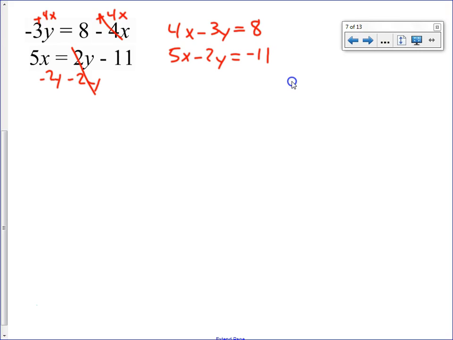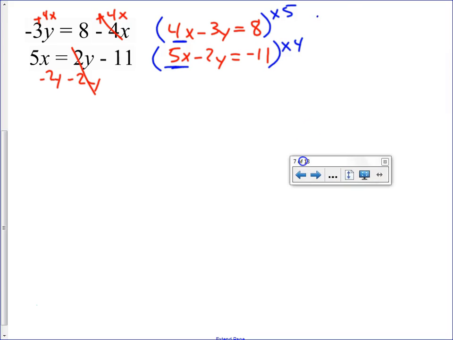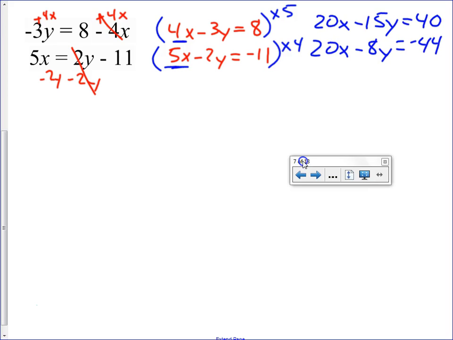So I've got to think to myself, how can I make those the same? Well, I know they both go into 20. So let's make them 20. You get to do whatever you want here in math class today. So I'm going to make them 20. So I'm going to multiply everything by 5. So I get 20x minus 15y equals 40. Second equation, I get 20x minus 8y equals negative 44.